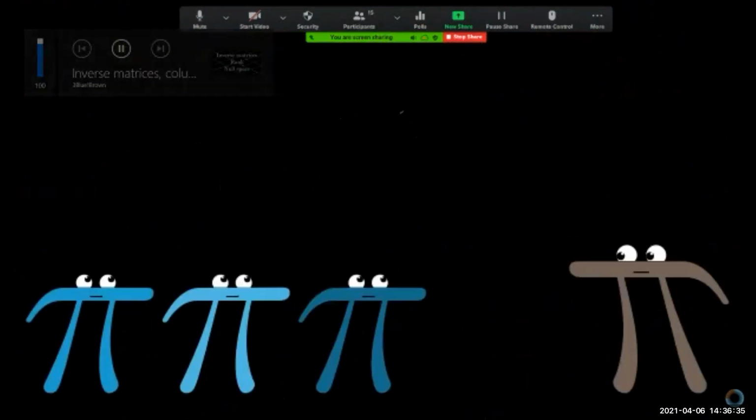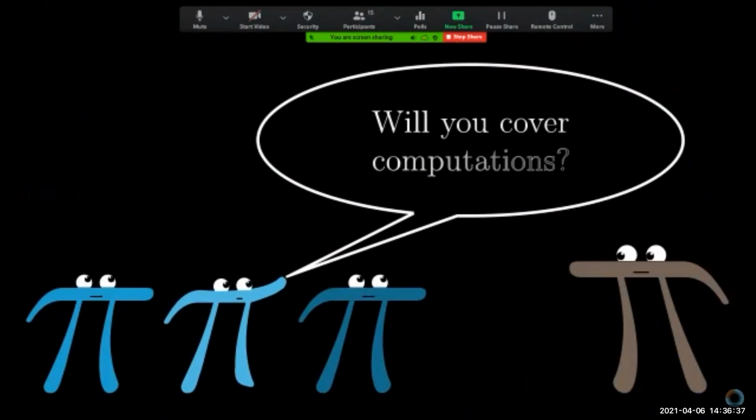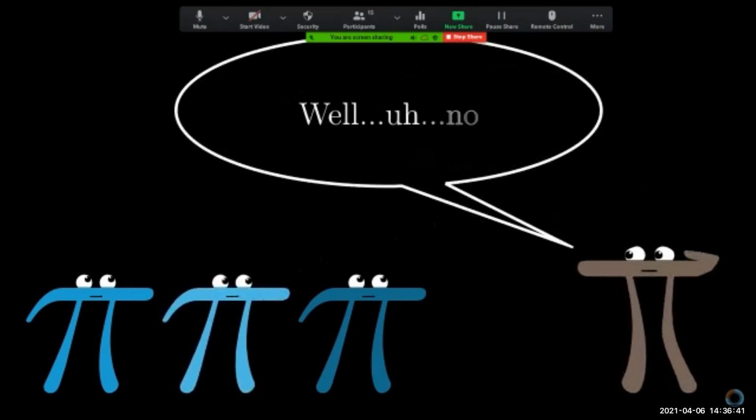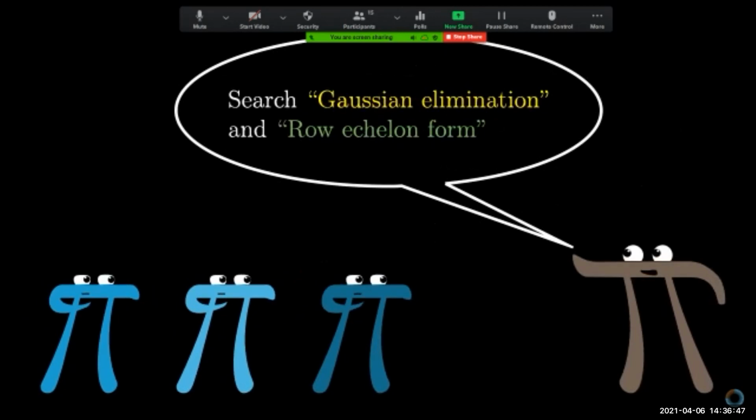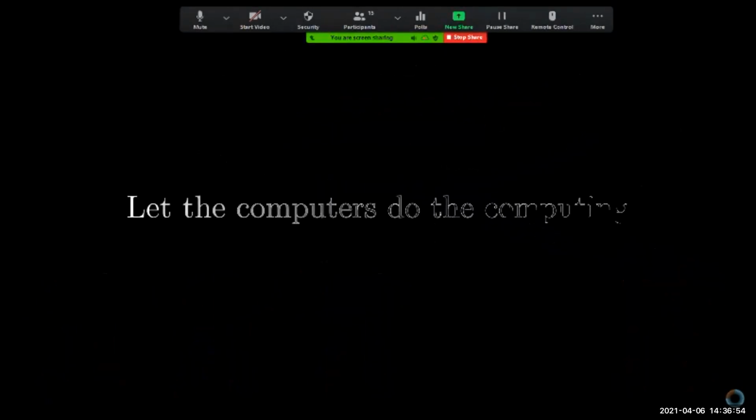A forewarning though, I'm not going to talk about the methods for actually computing these things, and some would argue that that's pretty important. There are a lot of very good resources for learning those methods outside this series, keywords Gaussian elimination and row echelon form. I think most of the value that I actually have to add here is on the intuition half. Plus, in practice, we usually get software to compute this stuff for us anyway.